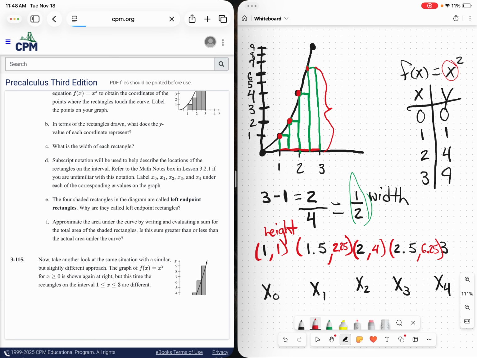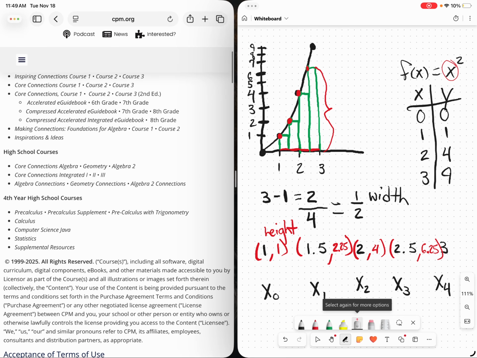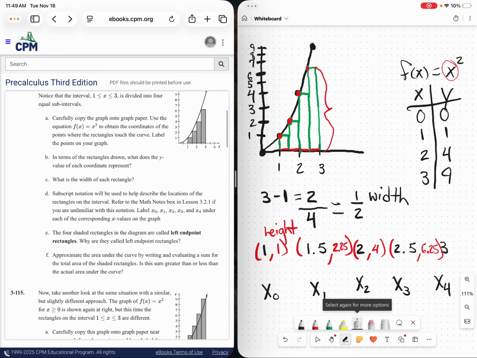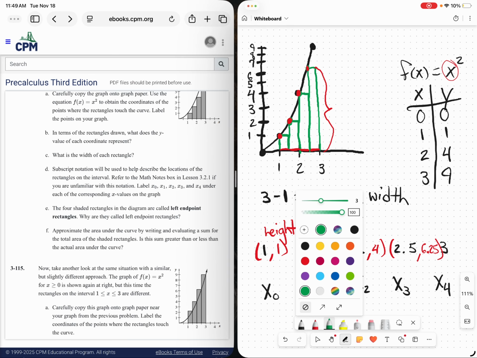Subscript notation is what I just talked about down here. So this is your subscript notation for each interval. Okay? So that's what that is there. The 4 shaded rectangles in the diagram are called left endpoint rectangles. Well, why? Because if you look at this rectangle, the left endpoint is the one that's touching. It's on the left. Okay?